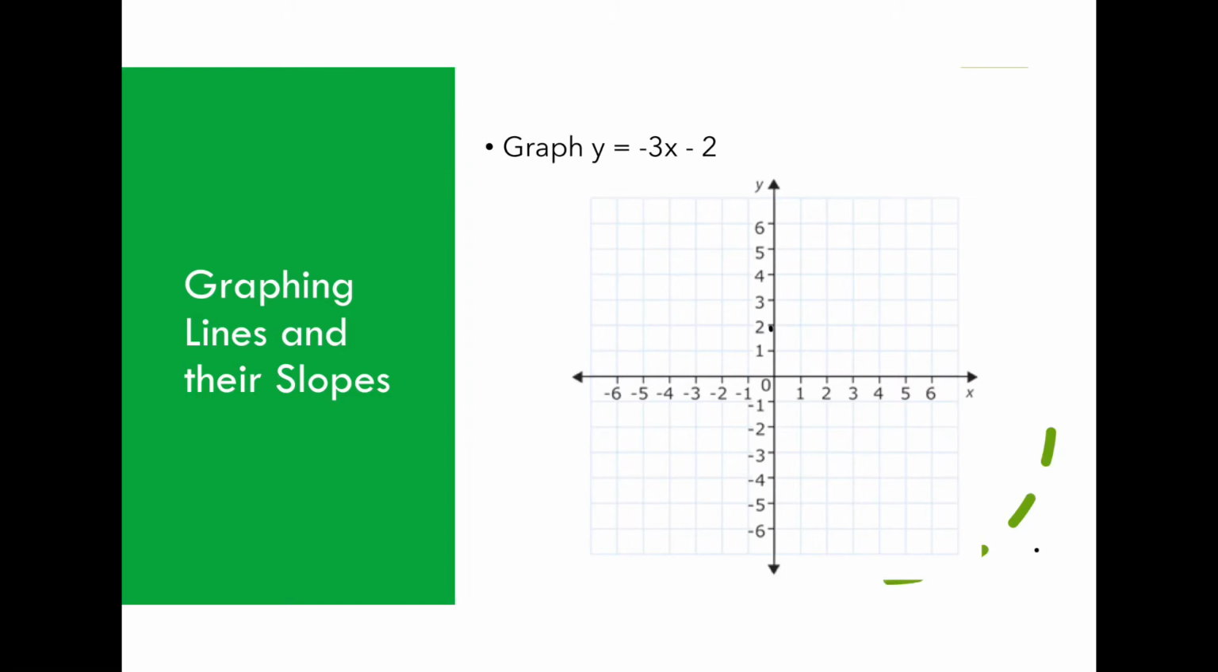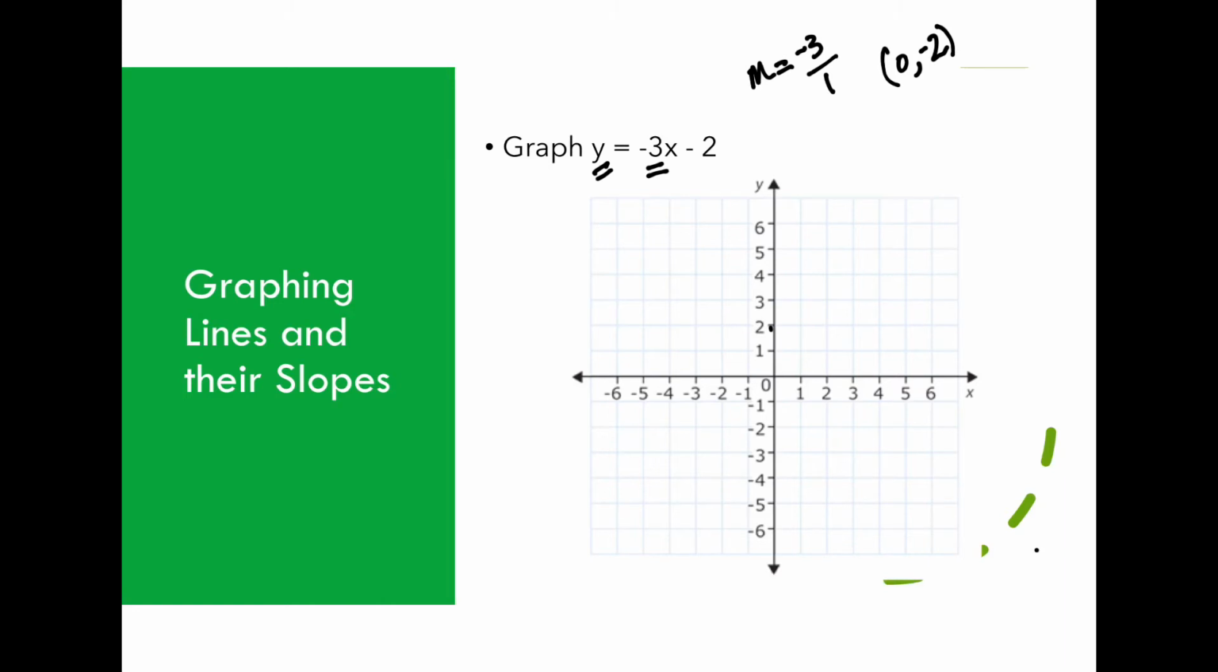All right, so let's take another example here where it's in slope-intercept form. We have y by itself, and so we can discern what the slope is. The slope is -3, so I'm going to put that -3/1. And my y-intercept is at 0, -2.